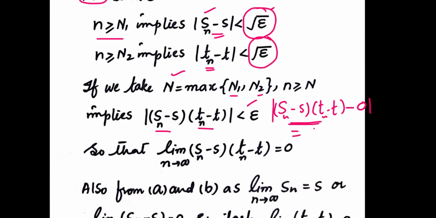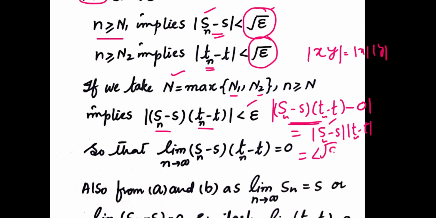So this is simply equal to the absolute value of Sn minus S into the absolute value of Tn minus T, by using the property of absolute value, which says the absolute value of x into y is equal to the absolute value of x into the absolute value of y. As the absolute value of Sn minus S is less than square root epsilon, and this is also less than square root epsilon, whenever n is greater than or equal to the maximum of these two numbers, that is capital N, by multiplying, this is less than epsilon. So this complete expression being less than epsilon shows the limit of this product is equal to 0.